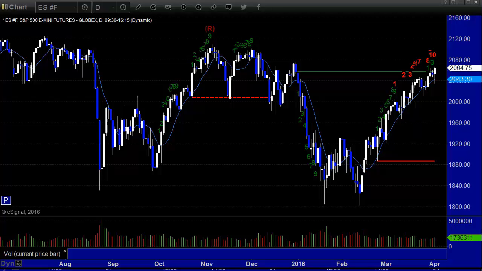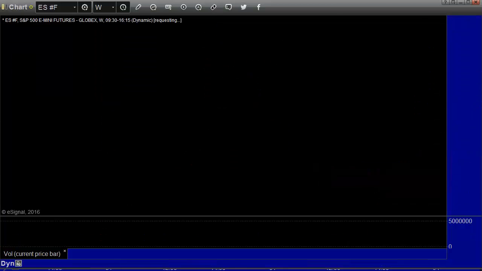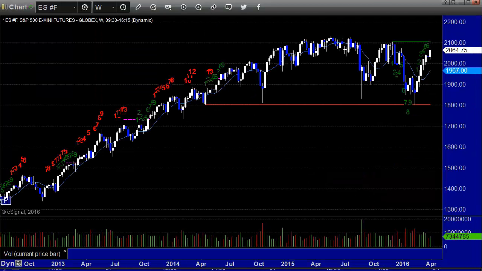Here's the ES front month futures contract daily chart. This is the proper way to look at the broad market. And we have recovered back to near highs. I'm going to put this on the weekly for a minute just because I want to point out, look at this. This is near all-time highs in the market. Remember how last year we were so flat for 8 months until we finally plunged in August and then recovered, and then plunged again in January and recovered.